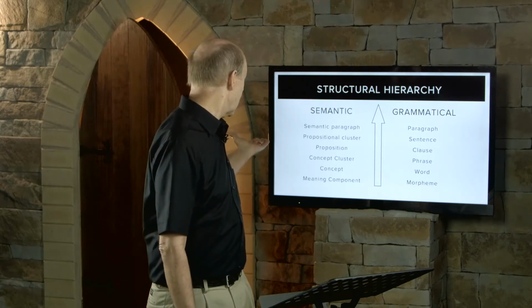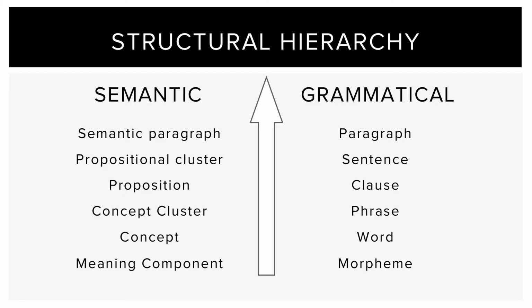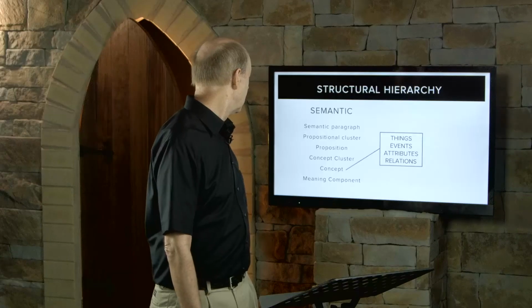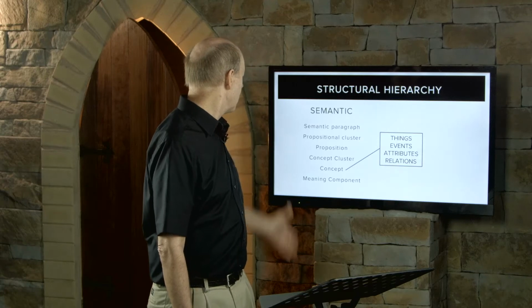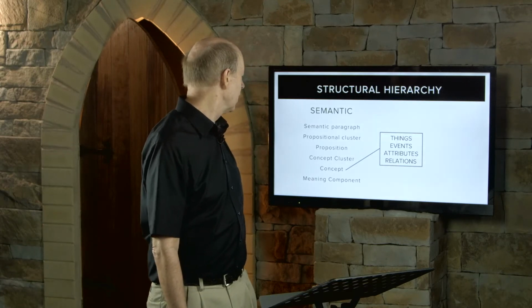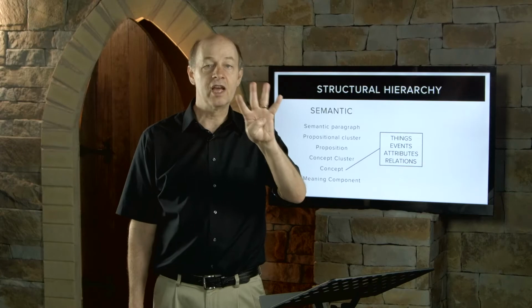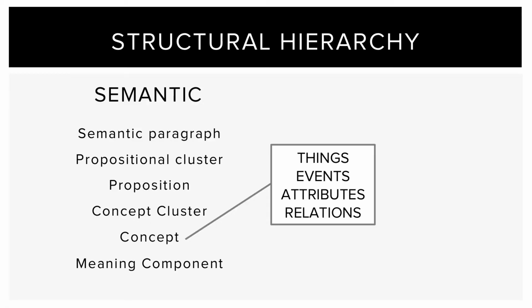On the semantic side, we have meaning components at the very lowest level. They can join together to form semantic concepts, which join together to form concept clusters and propositions. Propositional clusters come next, and then semantic paragraphs. Now, remember, the semantic concept level includes 4 different elements. There are 4 kinds of semantic concepts: things, events, attributes, and relations.